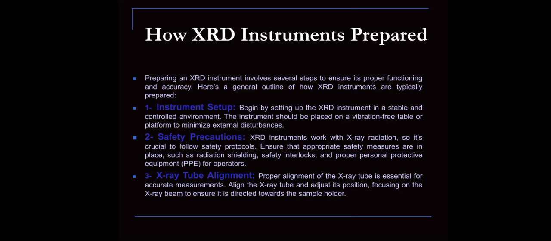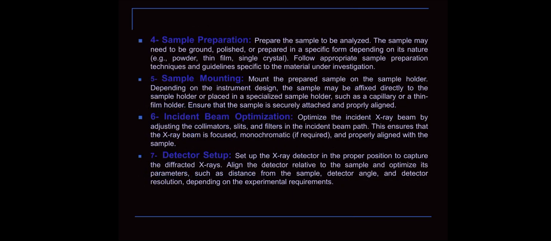Align the X-ray tube and adjust its position, focusing on the X-ray beam to ensure it is directed towards the sample holder. Fourth, sample preparation. Prepare the sample to be analyzed. The sample may need to be ground, polished, or prepared in a specific form depending on its nature. Example: powder, thin film, single crystal. Follow appropriate sample preparation techniques and guidelines specific to the material under investigation.